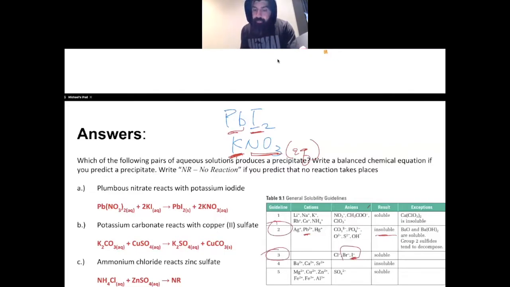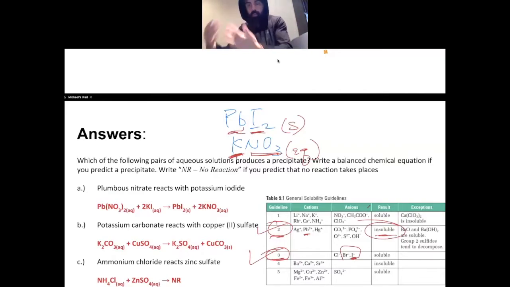So guideline number 2 takes precedence over guideline number 3 because it's higher on that list, right? Which means that if 2 supersedes 3, what is 2 on the guideline? It says that it's insoluble, which means that a solid precipitate is formed. That's what insoluble means. It means it will not dissolve in water, which means when this forms in solution, it will not dissolve in water.